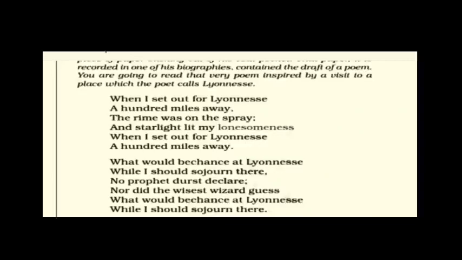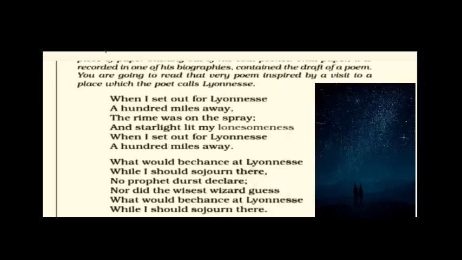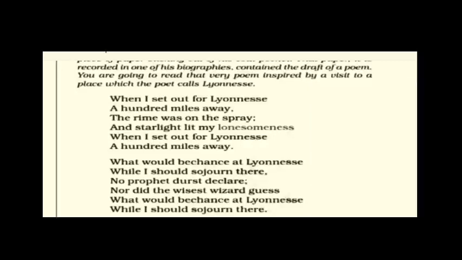So he says when he set out for Lyonesse, which is 100 miles away, the rhyme was on the spray. Rhyme refers to frost. It means it was cold weather and the frost was on the spray. And starlight lit on my lonesomeness. It means he was feeling lonely, but since the night was starlit, as though there were millions of stars shining in the sky, he was feeling somewhat better. And then he repeats, when I set out for Lyonesse, 100 miles away.